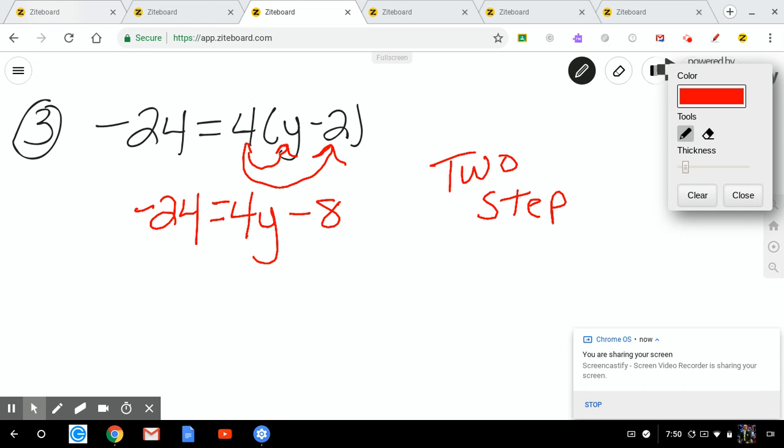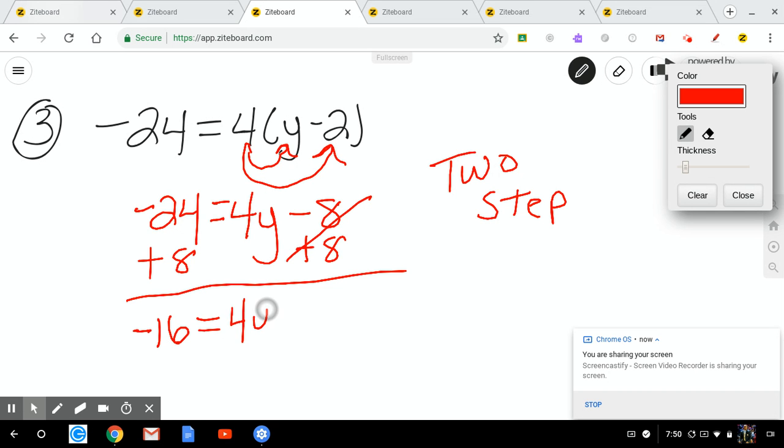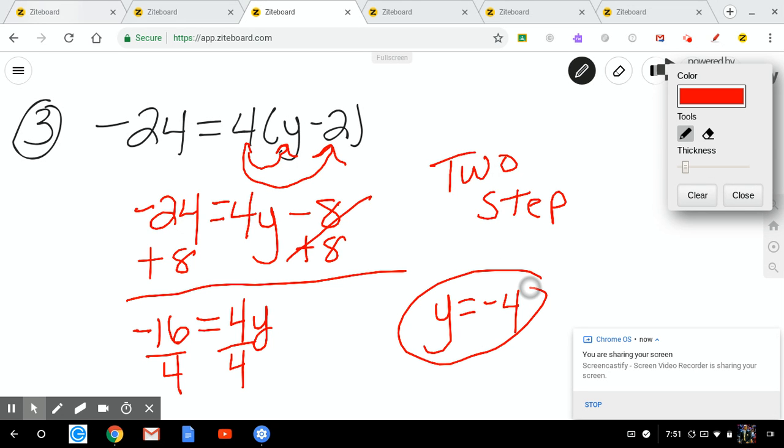Okay. So I'm plus 8. Plus 8. Of course, that cancels. Negative 24 plus 8 is negative 16 equals 4y, and then divide both sides by 4, divide both sides by 4, and I get y is equal to negative 4. That's my answer. Okay, so even though we're working on the other side, you do it the same way.